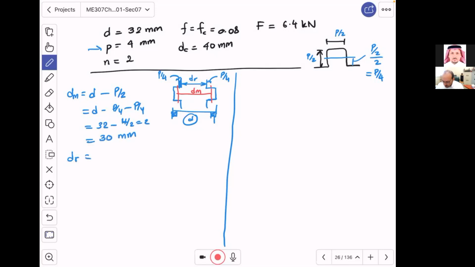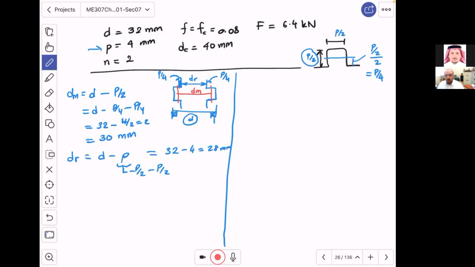dr basically is the major diameter minus the depth of the thread. The depth is P over 2, and you have two depths from both sides, and for that reason you will get D minus how much? Minus P. This P is coming because we put P over 2 plus P over 2, 2 halves. It's 1. So how much is it going to be? It's minus 4, so it is 28 millimeter.